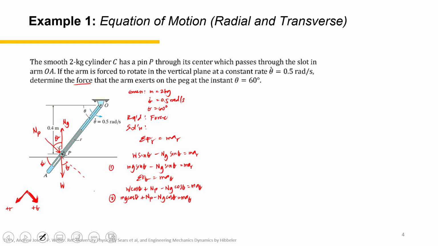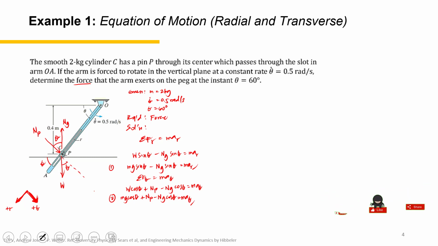Okay, so let's identify what the unknowns are. For equation number 1, the unknowns are N_G and a_r. For equation number 2, we have N_P and a_theta, since N_G will be known from equation number 1. So let's first find the radial acceleration and the transverse acceleration using kinematic analysis.